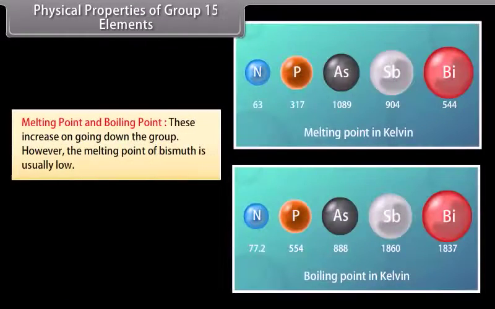Melting point and boiling point. These increase on going down the group. However, the melting point of bismuth is unusually low. This may be due to the greater tendency of bismuth to form 3 rather than 5 covalent bonds. Thus, there are weak forces of attraction between their atoms in the solid state, responsible for its low melting point.